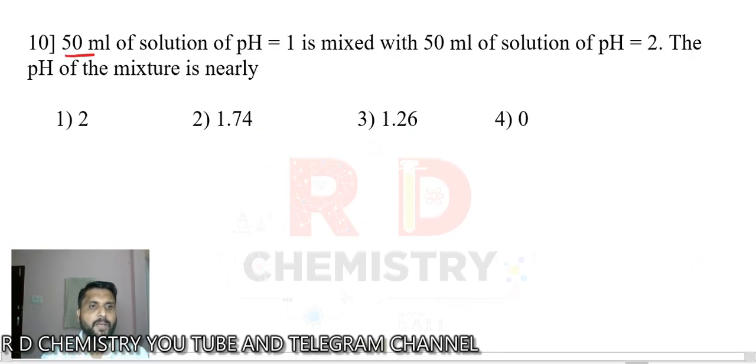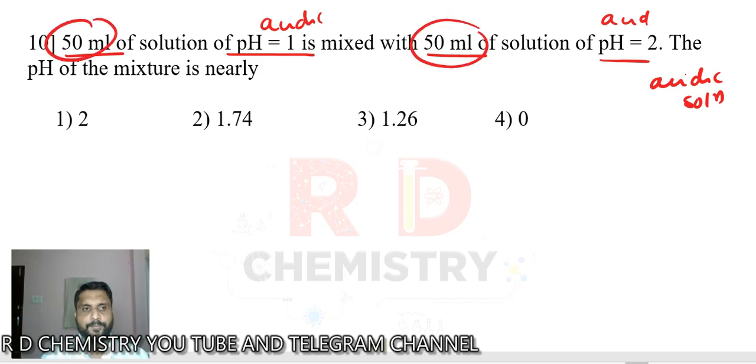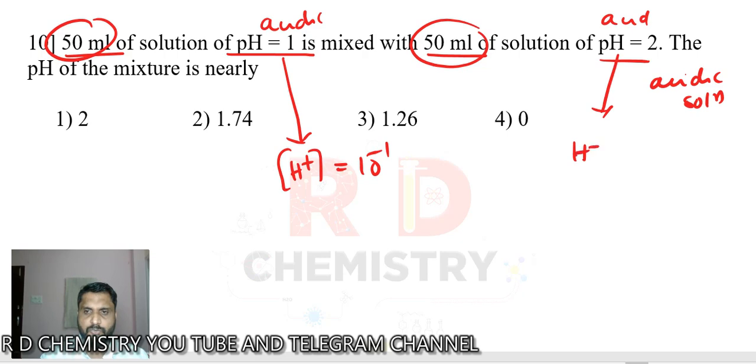Question number 10. 50 ml of pH is equal to 1 means acidic pH. With the 50 ml of pH is equal to 2, this also acidic pH. That means an acidic solution it is. Acidic solution, correct? And volumes are same, 50 and 50 only, correct? Volumes are same. The pH of the mixture. So what you can do is, we can't do anything with the pH. So you have to convert into H plus value, okay? So this is 10 power minus 1. pH 2 means H plus concentration is equal to 10 power minus 2.